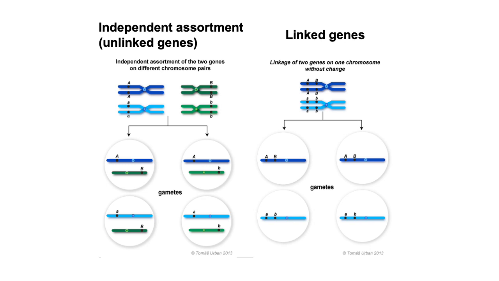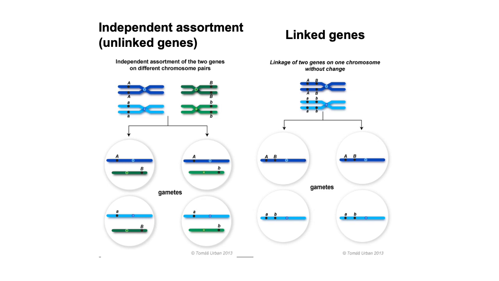So in this slide on the left, we're looking at what we've been looking at over and over again, right? Independent assortment, unlinked genes. In this case, we have two genes, A and B, and this diagram on the left is showing an individual who's heterozygous at both of those. They carry the dominant allele A on one homolog, which is the dark blue, and the recessive allele a on the other homolog, which is shown in a lighter blue. And then you can see they're heterozygous at B as well.